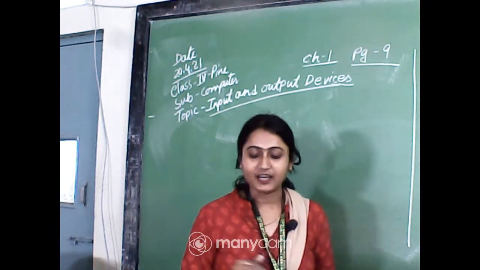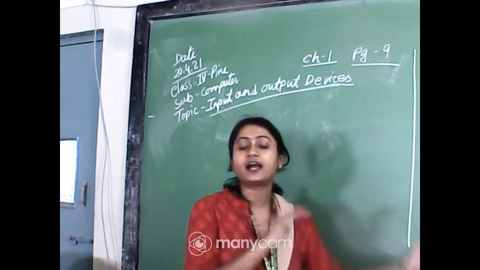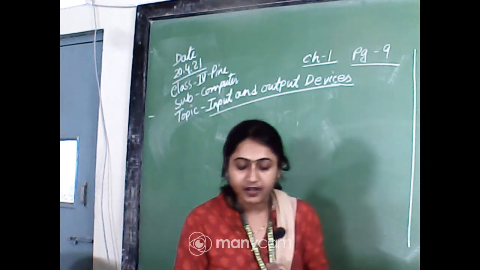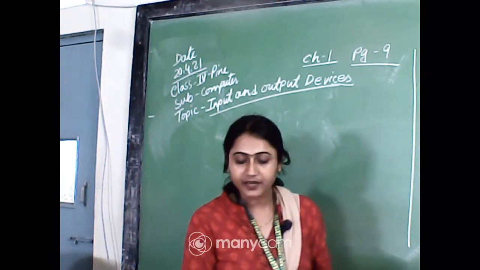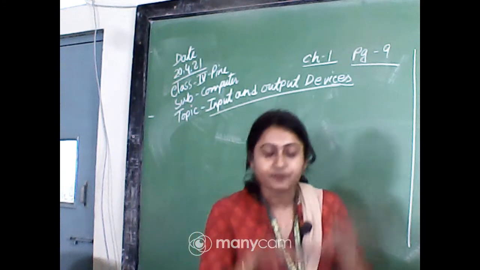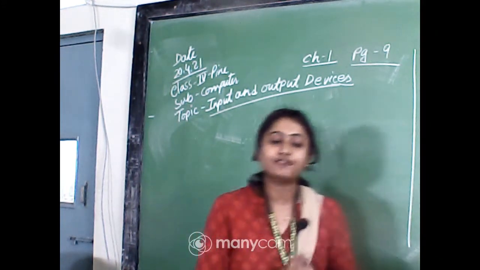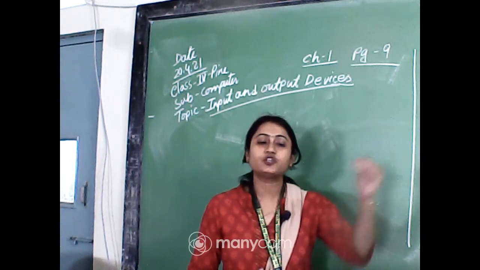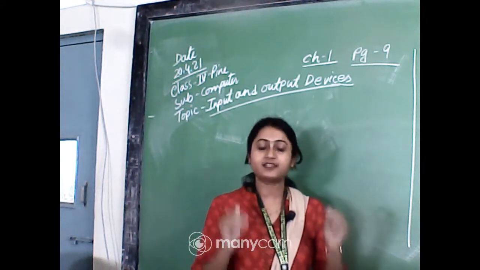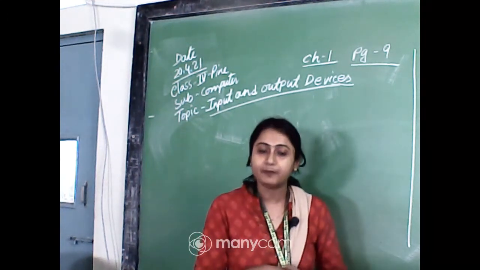And now there are different types of keys. Some are alphabet keys and numeric keys. These are called typing keys. For typing purposes, we use the alphabet keys and the number keys. A to Z alphabets are there, and 0 to 9 numbers are there.